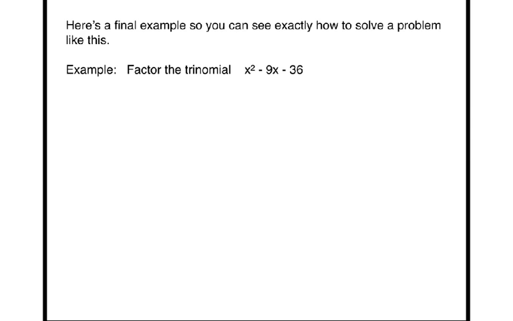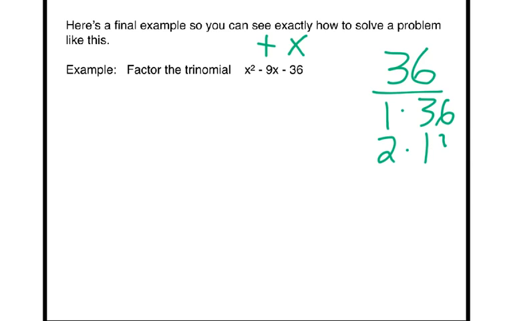So, I want to figure out what two numbers multiply to equal negative 36, but add to make negative 9. The first thing I will do is write a factor table for 36. To multiply to equal 36, it's 1 times 36, or 2 times 18, or 3 times 12, or 4 times 9, or 6 times 6. However, I need to multiply to equal negative 36. So one of those numbers will be positive and one of them will be negative.